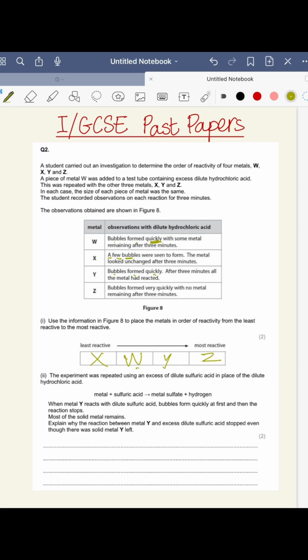Let's see what's more reactive from W and Y. I'm going to stick with our order because for the observation of Y, it says after 3 minutes all the metal had reacted, whereas with W, after 3 minutes some of the metal was still remaining, therefore W is less reactive than Y.